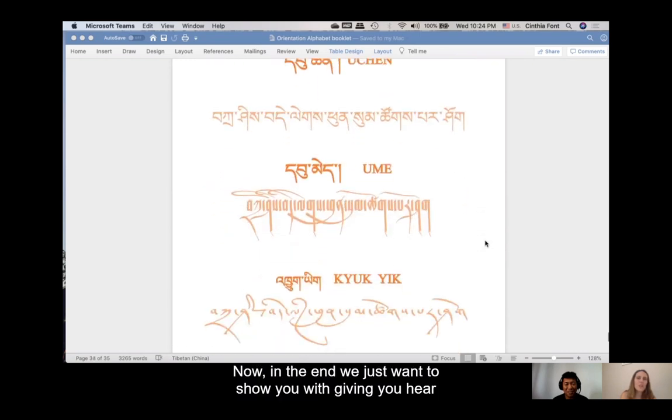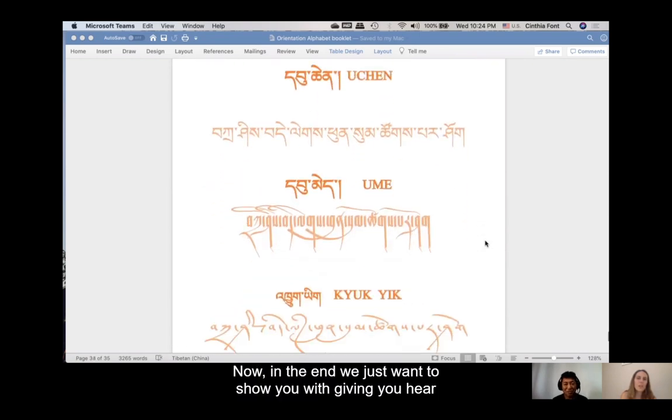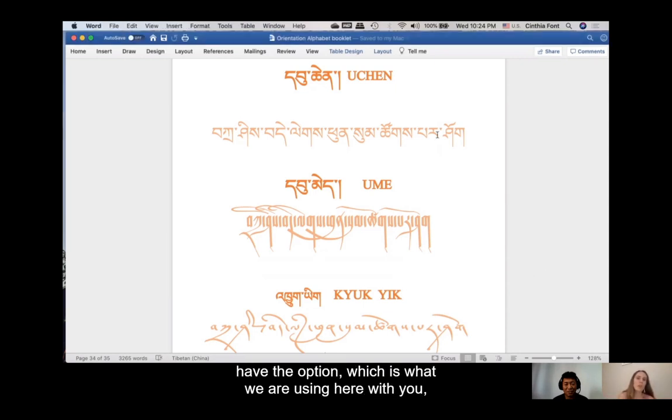Now, in the end, we just want to show you, we've given you here 3 different examples of the 3 types of calligraphy. There are many different styles that are very common, but these will be the main 3 categories. So we have the Uchen, which is what we are using here with you, which is not typically what is used by people when they're writing. This is the style that is used in order to render capital letters, basically.